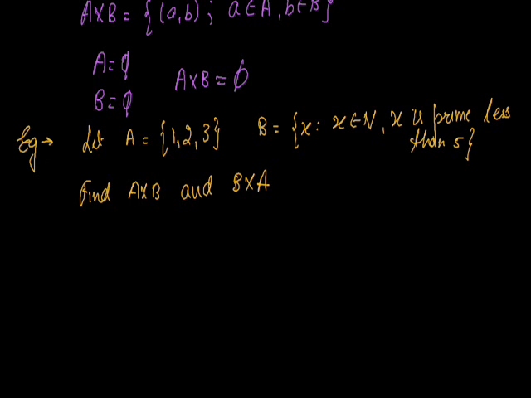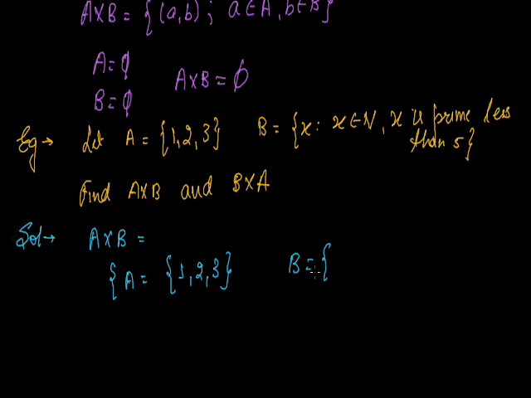So how can we find it? Let's see. First we are finding A cross B. A cross B will be equal to element of A and element of B. So first we will write the elements of A, which contain 1, 2, 3. And in B it is given that x is a prime number less than 5. Which are the prime numbers less than 5? 1 is not a prime number. So the prime numbers less than 5 are 2, which is a prime number less than 5, then 3, which is also less than 5. The next prime number is 5, but we have to take only less than 5.